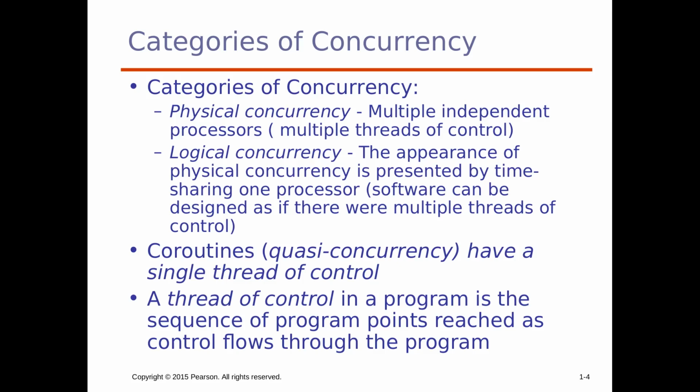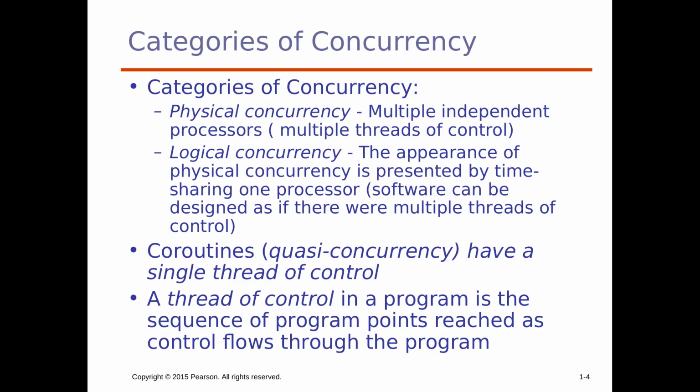So when we think in this lecture, that's essentially the difference between physical concurrency and logical concurrency. I would argue that physical concurrency is true concurrency and logical concurrency is parallelism. Physical concurrency tells us that we literally have multiple independent processors, which gives us the capability to have multiple threads of control within a single program.